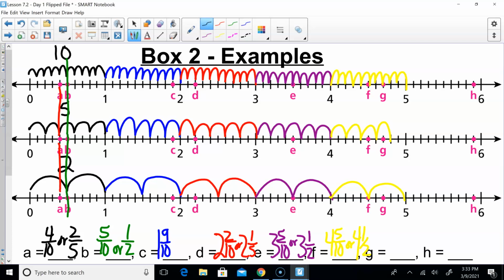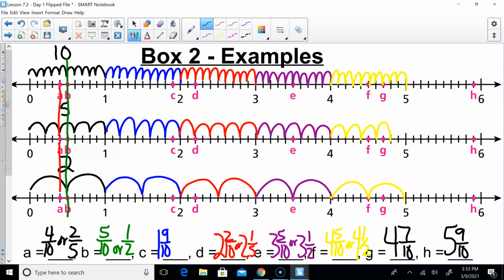We'll bring back to black for G. It looks like it's 4 and 7 tenths. And it doesn't look like anything else matches with the G. And last but not least, our H. Well, it looks like this one is 5 and 9 tenths.